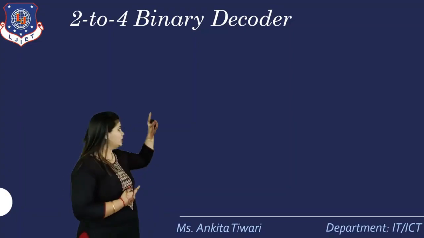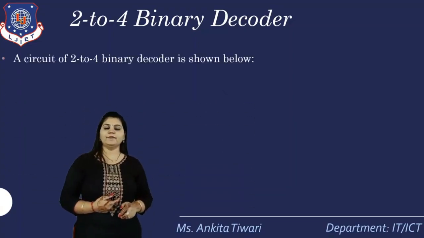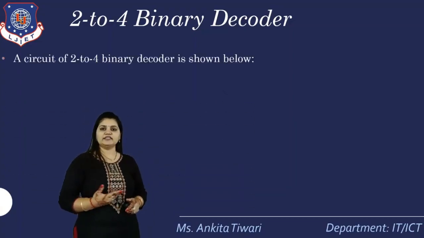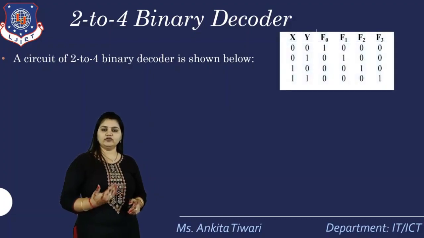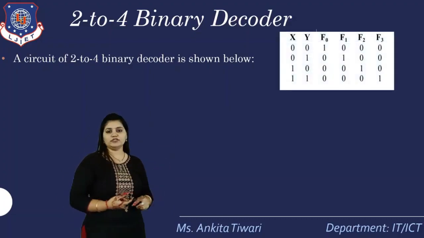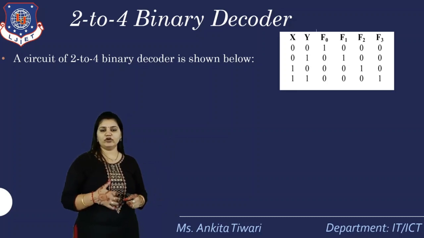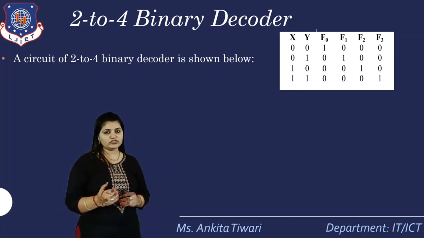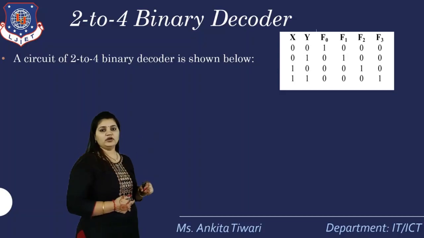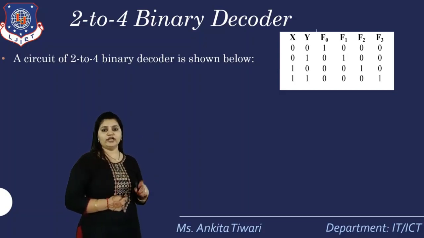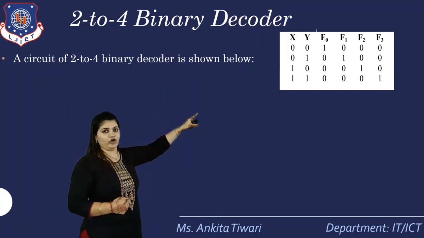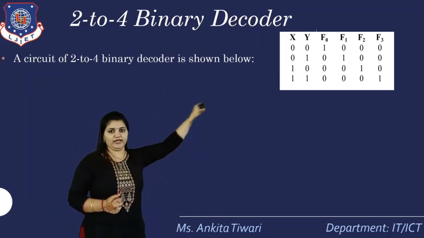So here we'll start with the 2 to 4 line binary decoder. We'll see the circuit. The circuit of a 2 to 4 line decoder is shown as follows. In order to see the circuit, we need to go through some steps. The first step is we have to know the truth table. So here 2 to 4: 2 inputs X and Y and 4 outputs F0, F1, F2 and F3.